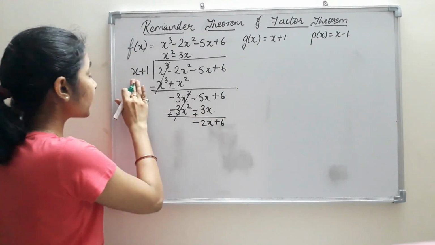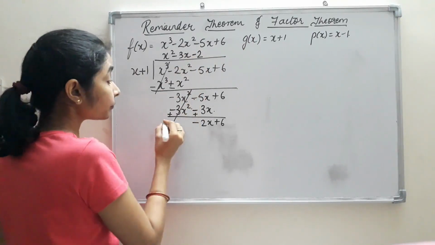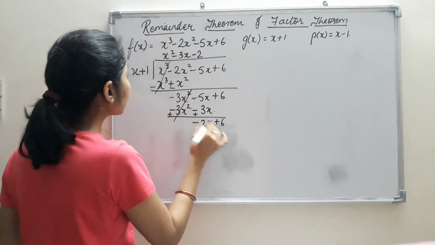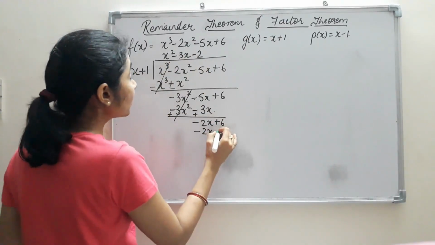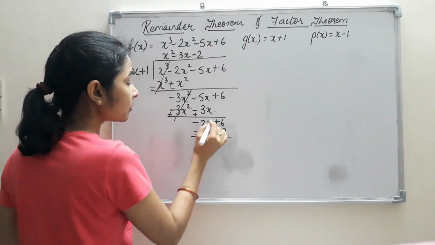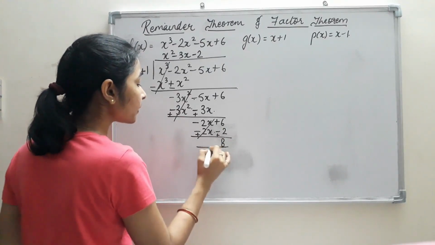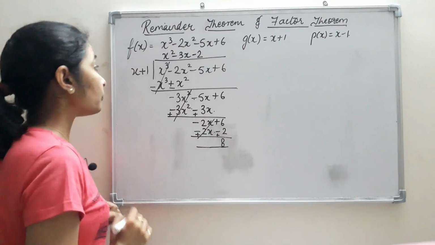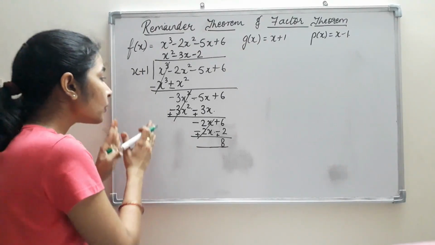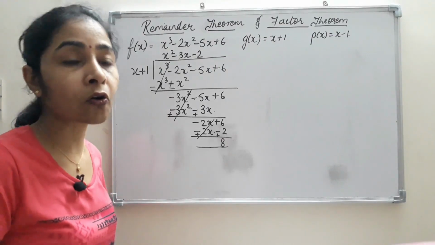So minus 2x comes in the answer, and here we are having plus 6. Now what should I multiply to x to get minus 2x? So I take minus 2. So x into minus 2 gives me minus 2x, and 1 into minus 2 gives me minus 2. Now sign changes here, it cancels, and 6 plus 2 gives me 8. So what is the remainder here? 8.